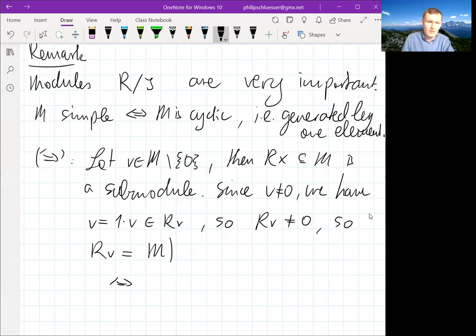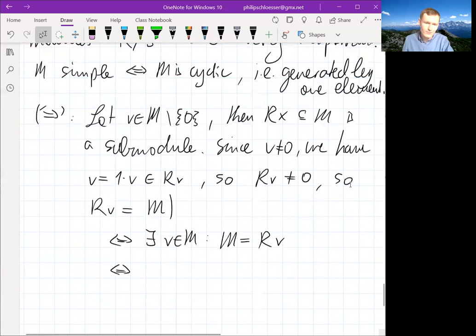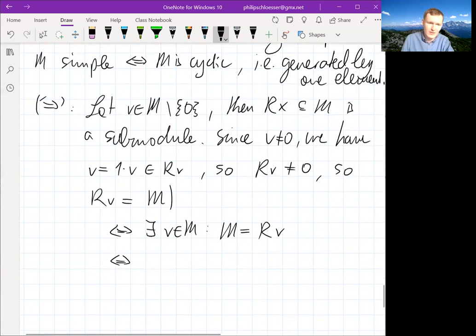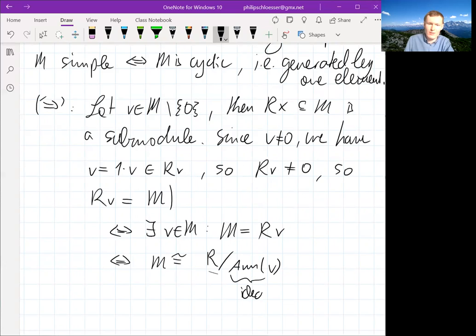But this means, by definition, that there is an element v such that M is equal to Rv. But this means that M is somehow isomorphic to R divided by the annihilator ideal of the element v, where the annihilator is just all of the elements a in R such that a times v is equal to 0.